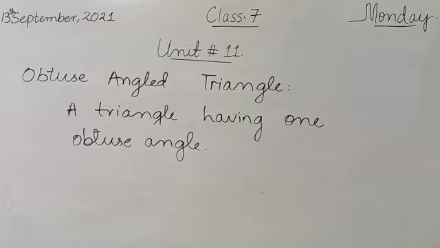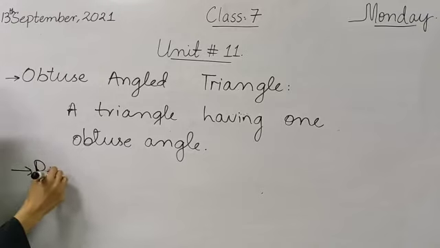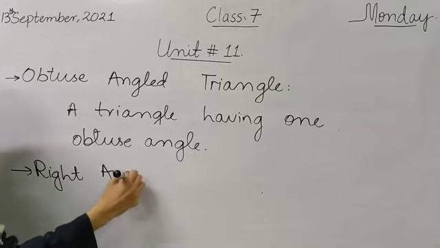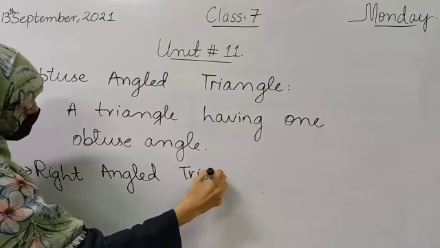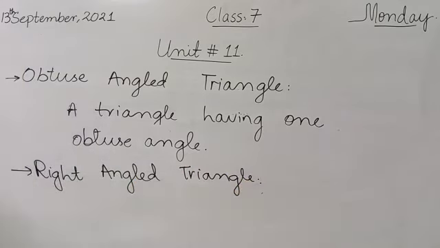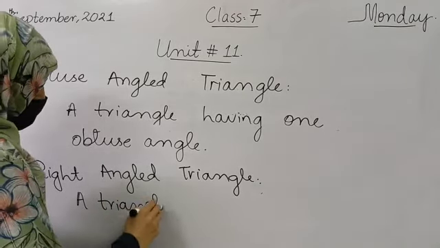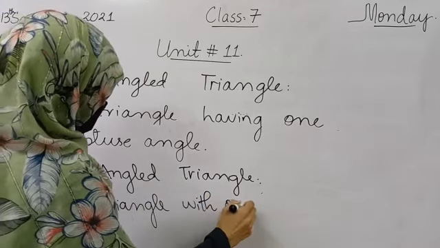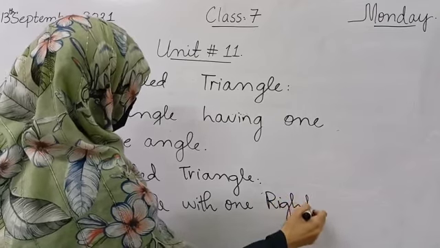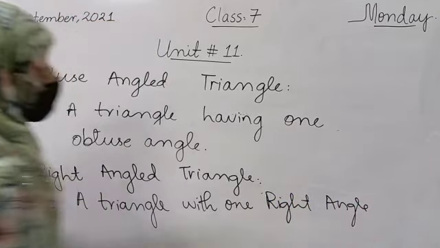The third one is right angled triangle. Then what will be the right angled triangle? A triangle with one right angle. A triangle with only one right angle. That type of triangle is known as right angle triangle.